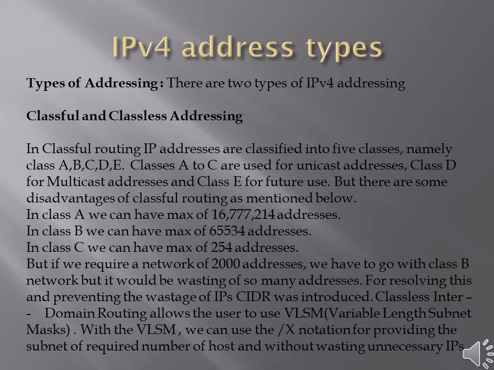To resolve this and prevent the wastage of IPs, CIDR was introduced. CIDR is classless inter-domain routing. It allows the user to use a variable length subnet mask, in short VLSM. In variable length subnet mask, we can use the /x notation to provide a subnet with the required number of hosts without wasting unnecessary IPs. In place of x with the slash, we can use 28, 24, 25. By using that notation, it will only provide a limited number of addresses to use.